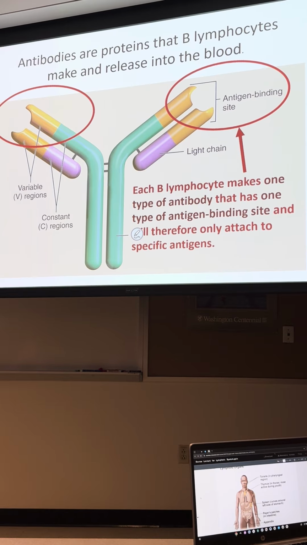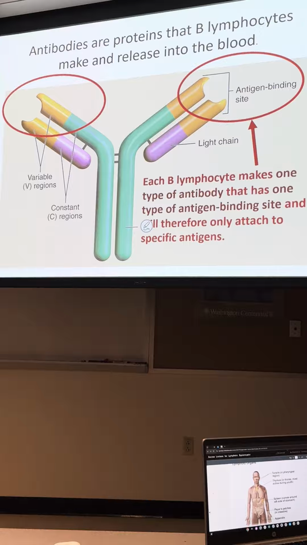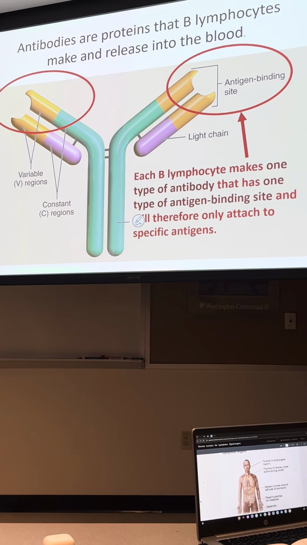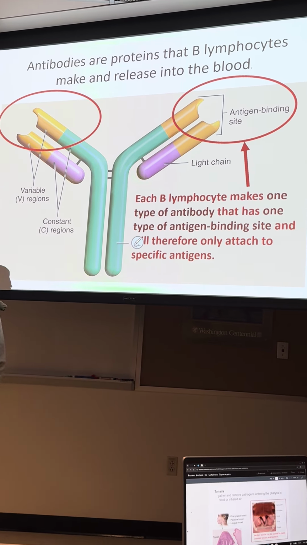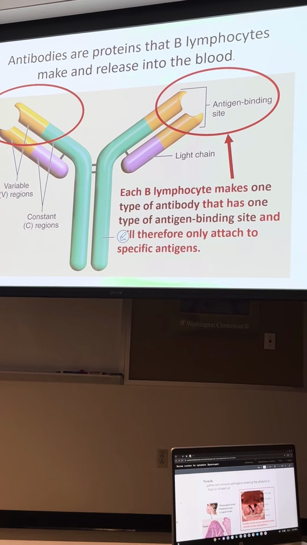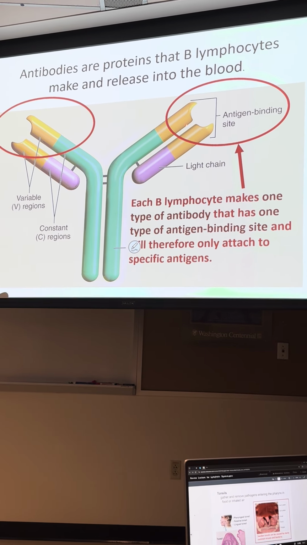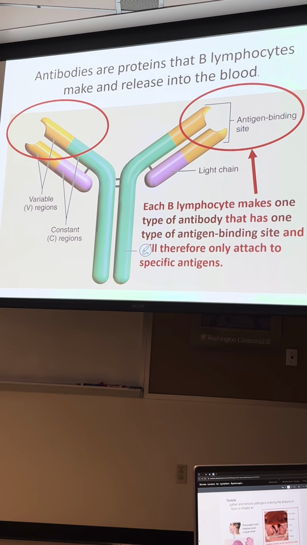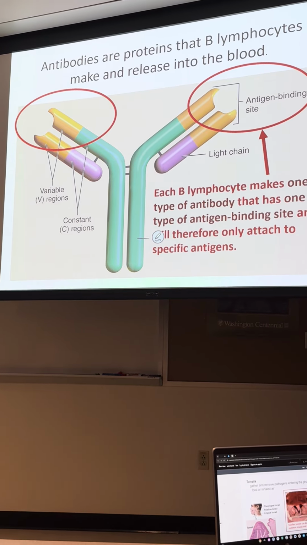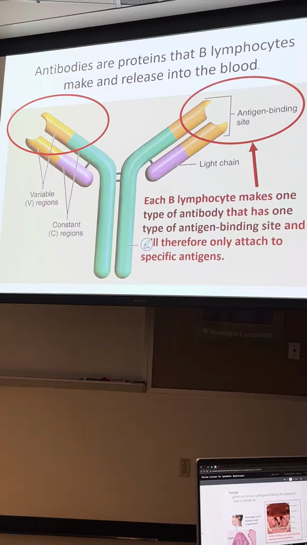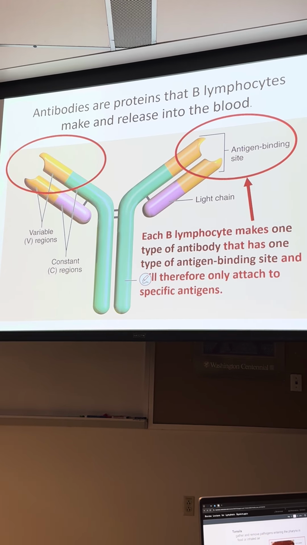What's extremely important about antibodies is they are very specific. Every B cell will make only one type of antibody, and it has one type of antigen that it will bind to. So in other words, you have a lot of different kinds of B cells in your body. Each B cell will make a certain antibody for a certain antigen. It will only bind to whatever fits so perfectly. Again, every B cell makes one type of antibody that has one type of antigen binding site and will only attach to one type of antigen, okay?